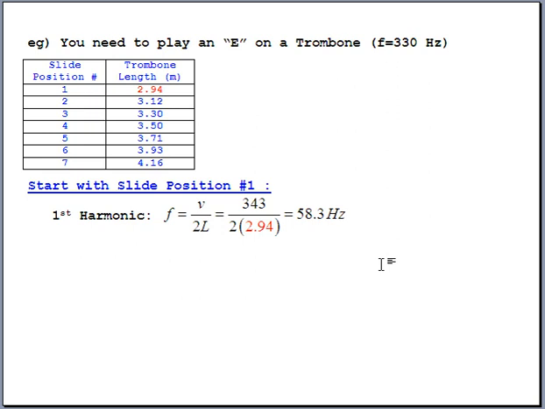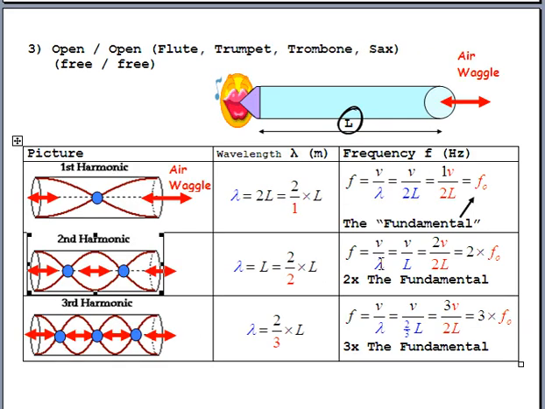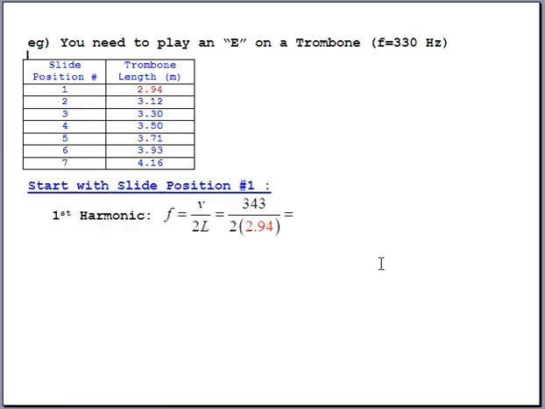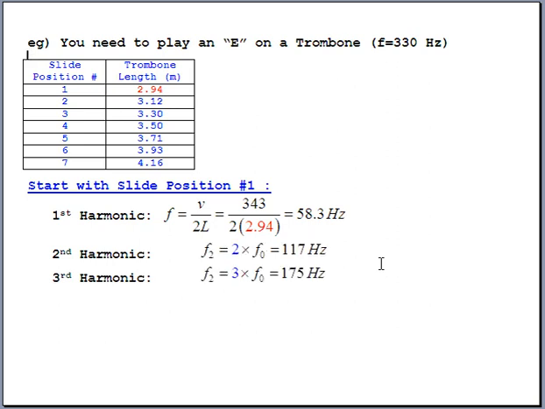No, that's not 330. But thinking back to the table, the second harmonic for that length of tube would be double it, the third harmonic triple, the fourth harmonic multiplied by 4. So while I'm looking at this 58 hertz, I'm going to catch all the other harmonics with this length and see if it could work. Second harmonic would be double that, 117. Oh, that's not right. Third harmonic, 175. No, that won't work.